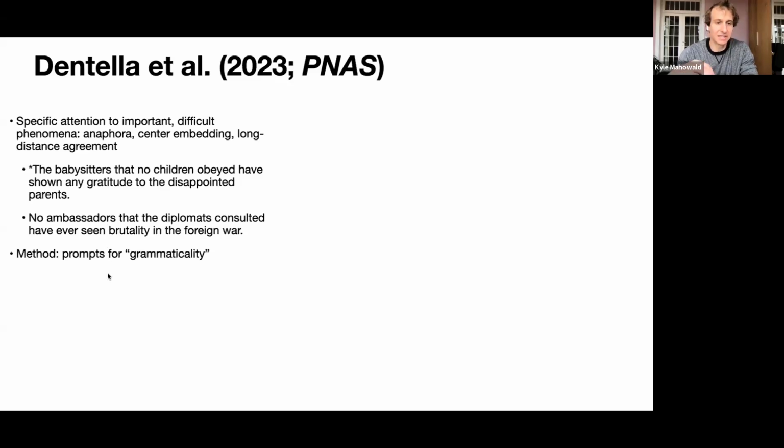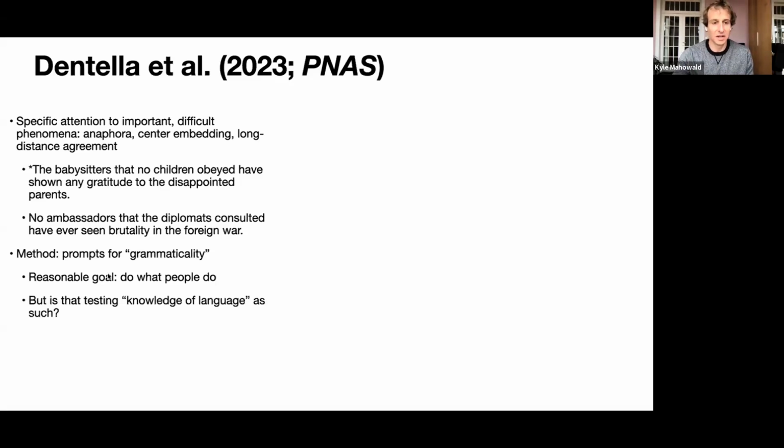And the method here is to basically just ask the model. This is using models like ChatGPT and GPT-3, which you can interface with in natural language much more easily than smaller models. And basically ask the model, is this grammatical or is this not grammatical? And a reasonable goal is to say, well, if people can do that task, then so should models. But the problem is that if you're asking for a grammaticality judgment from a model just by asking it, is this grammatical? You're kind of mixing two things. You're mixing what the model in some sense knows about language with what the model knows about what grammaticality is.